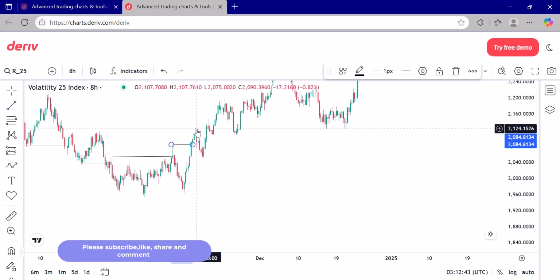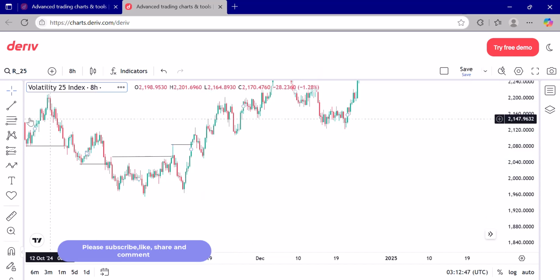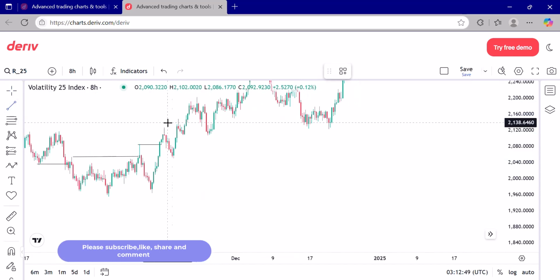We have another higher high, and then we have another higher low. So after this, there was a break of structure to the upside.